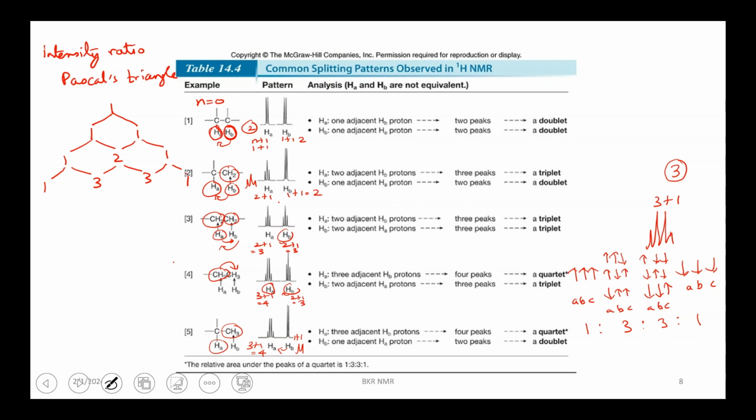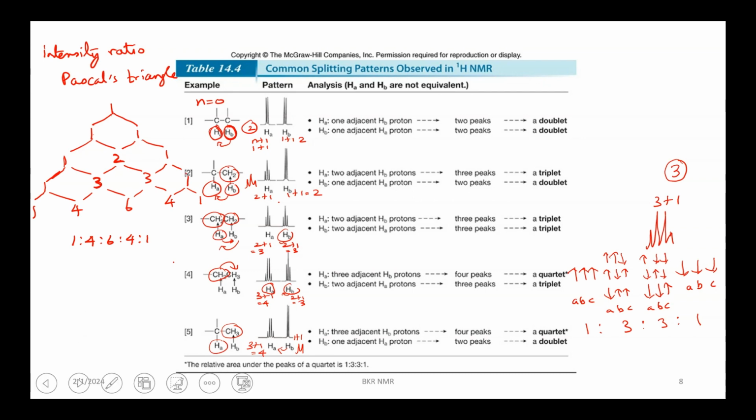So 1 gives you 1, then 1 plus 1 is 2 and 1. Now here I have 1, then 1 plus 2 is 3, 2 plus 1 is 3, and 1. Now if I have 4 neighboring protons, I'll be split as 1, 1 plus 3 is 4, 3 plus 3 is 6, 3 plus 1 is 4, and 1. So the intensity ratio will be 1 is to 4 is to 6 is to 4 is to 1. Likewise, you can just go on.